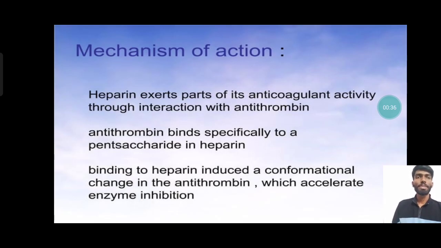Mechanism of action: heparin exerts part of its anticoagulant activity through interaction with antithrombin. Antithrombin binds specifically to a pentasaccharide in heparin. Binding to heparin induces a conformational change in the antithrombin, which accelerates enzyme inhibition.